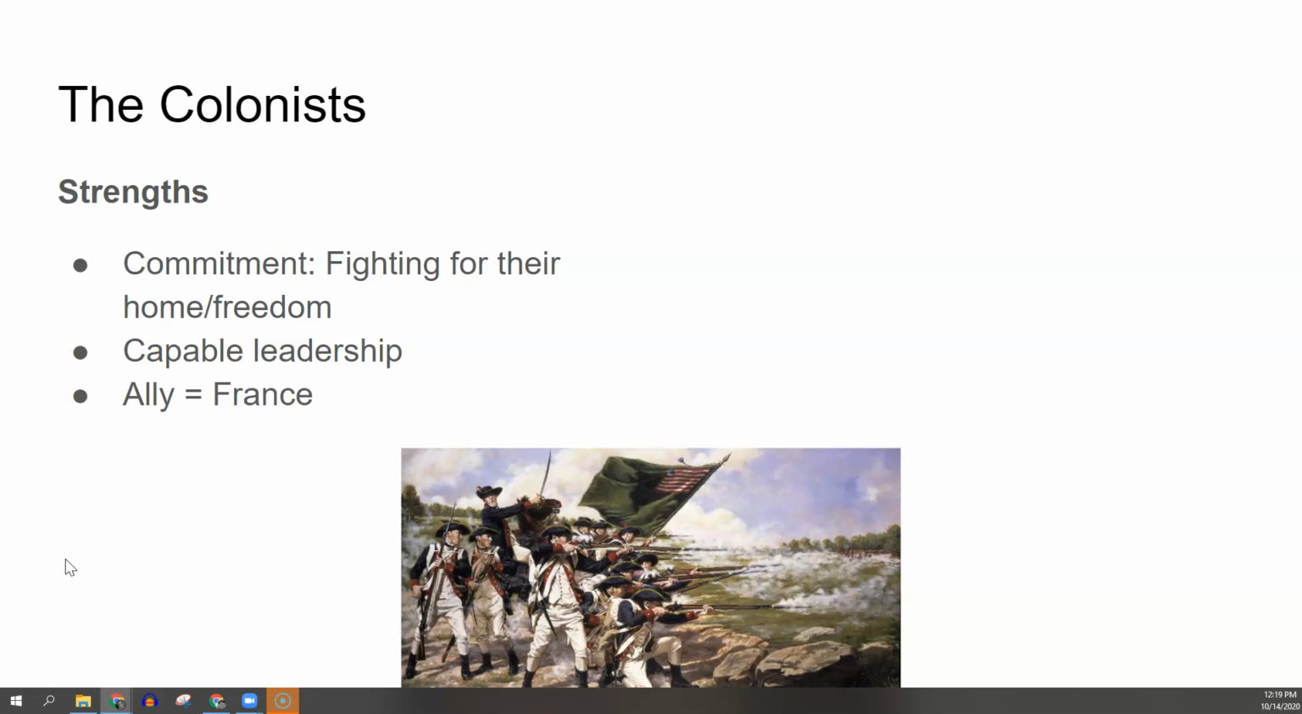And then another big strength that the colonists have is that they have an ally in France. It's not so much that France wants the United States to be; it's that France is an enemy of Great Britain. And so, if the colonies becoming the United States will hurt Great Britain, then France is in favor of that.